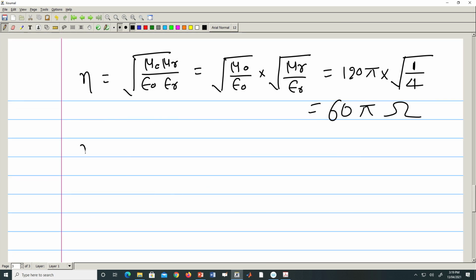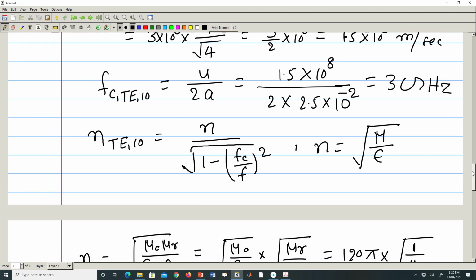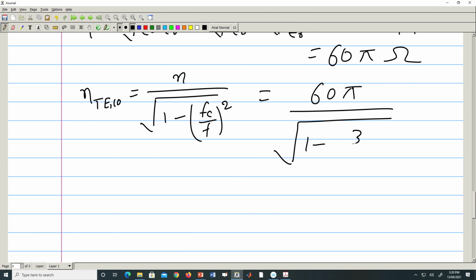So, it will be 60 pi divided by a square root of 1 minus fc, which is 3 gigahertz, and 18 is also in gigahertz. So, that is cancelled and this will be the answer, 60 pi divided by a square root of 1 minus 3 by 18. So, after calculation, 188.5 in the upper part, divided by 0.986, it will come 191.17 ohm. So, this is the wave impedance for the TE10 mode.